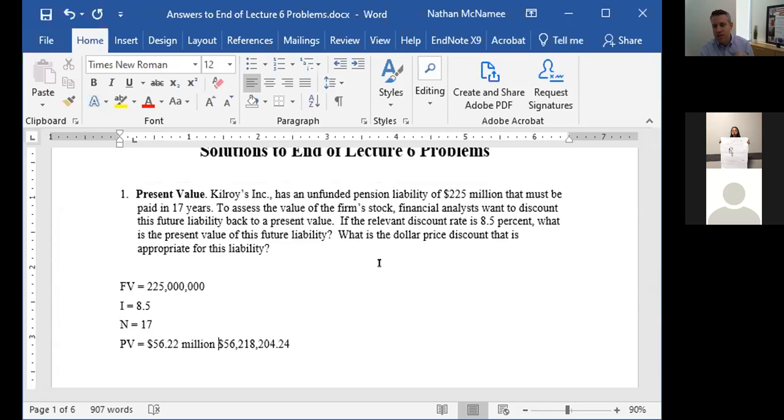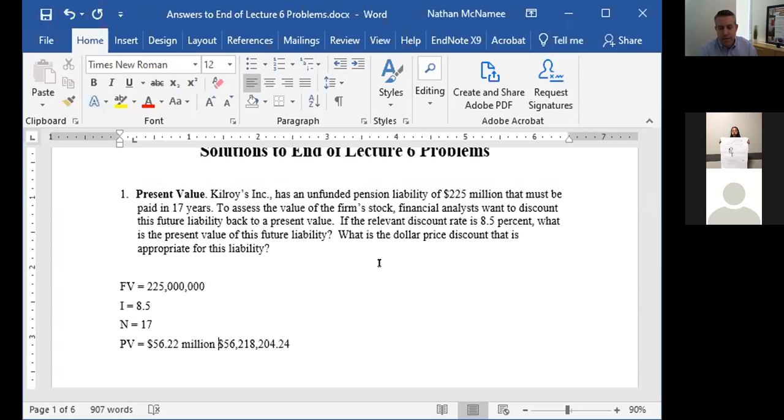In the end, the questions that I'm asking typically do not require you to put a negative in front of it. Like the question is, what's the future liability? Well, it's $56 million, $56.22 million. So just try and answer the question.